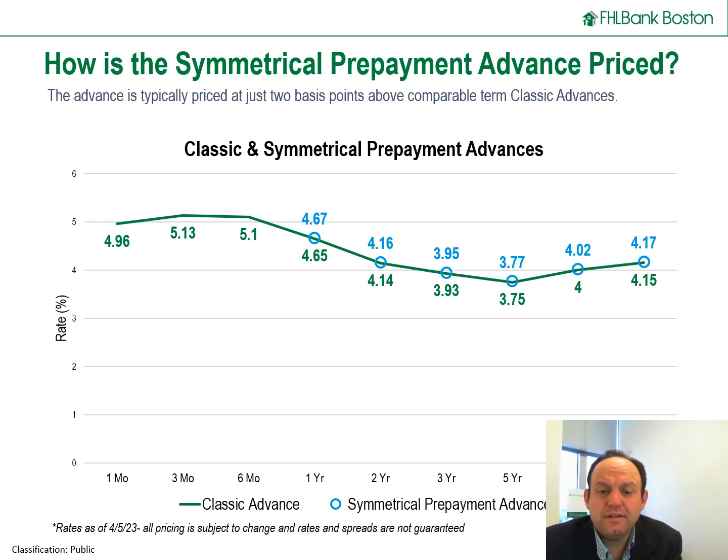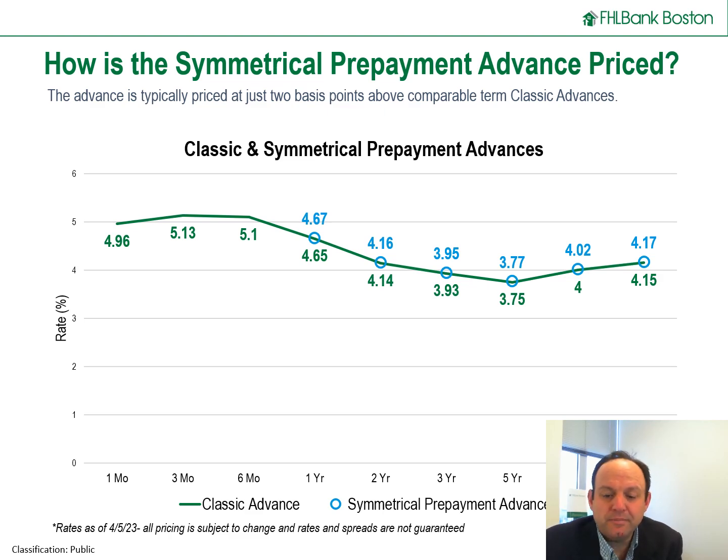Okay, so we've identified what the value proposition of the symmetrical advance is, that if we were to take it out today, interest rates were to move higher in the future, then there would be a potential market value differential that could be captured if the advance were to be unwound. But how is the advance priced? So here is pricing from a little earlier in the month, and as you can see, the symmetrical prepayment advance is usually priced just 2 basis points above the classic advance. So a very modest premium to get that flexibility to be able to capture the market value differential in a favorable rate environment.